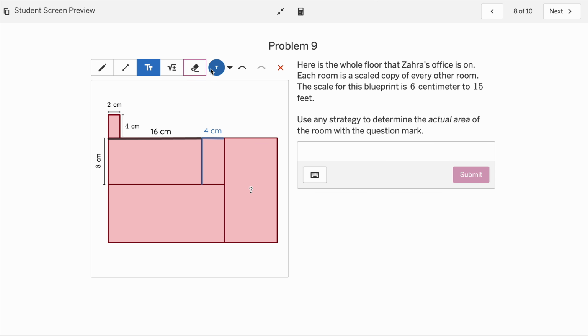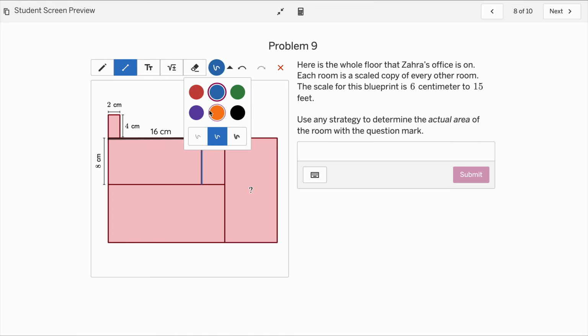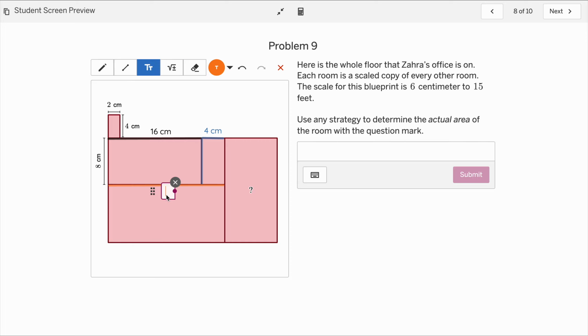So then we know what this length down here is. 16 plus 4 is 20. So we know that this length has to be 20 centimeters. Okay, so now we have 20 centimeters.